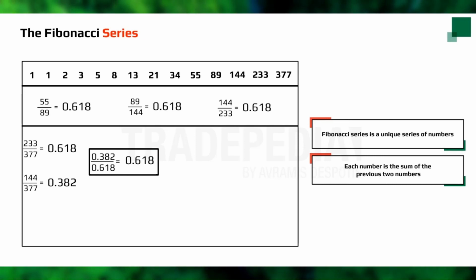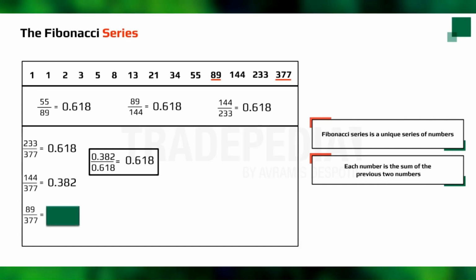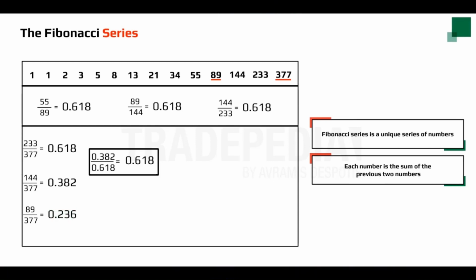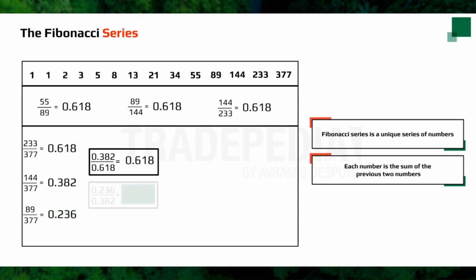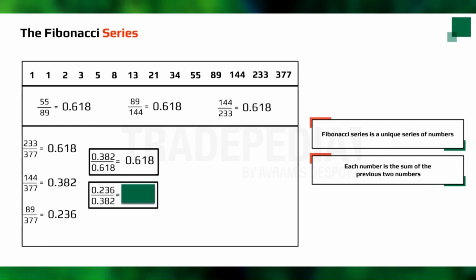If we left a second number in the middle empty and divided 89 by 377, we get another ratio, 0.236. Again, if we divide 0.236 by 0.382, we get 0.618.